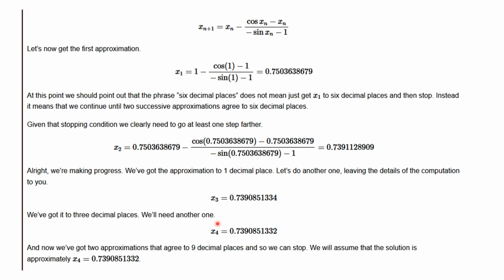Well, if we do another one, we will have x3 is equal to 0.7390 and so on and so forth. And so now we've got it to 3 decimal places because this one and this one agree on the first 3 decimal places. We need at least one more. We do the same calculation again, and we get x4 is equal to 0.739 and so on and so forth. And now we've got 2 approximations that agree to 9 decimal places. We want it to be good to 3 decimal places, and so we can stop. So we say the approximate solution is x4 is equal to this.